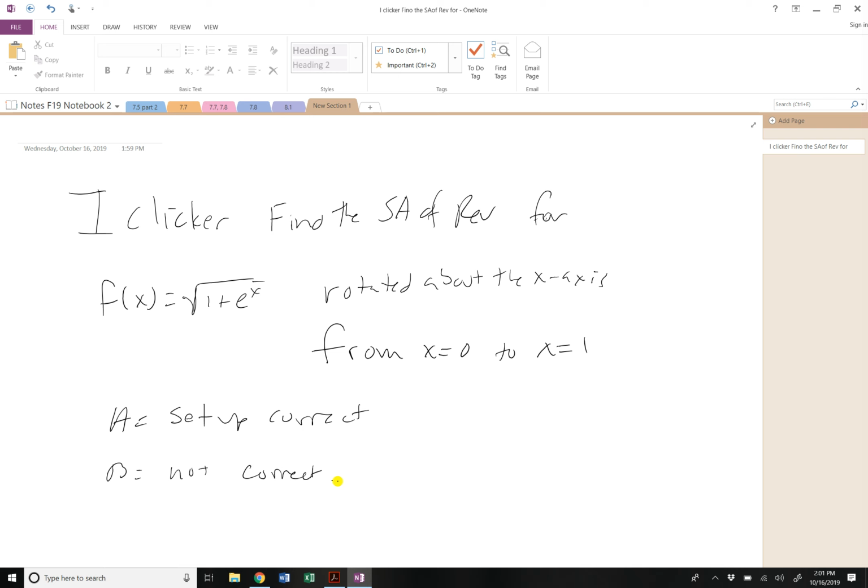So for the iClicker, you just have to set it up to get it right, but we will go through and find the whole thing. Okay? So if you set it up, keep going.